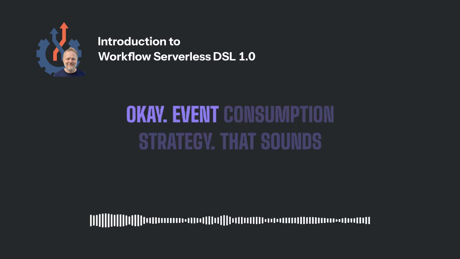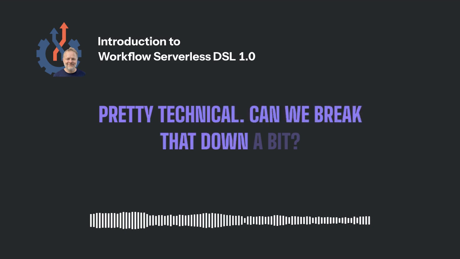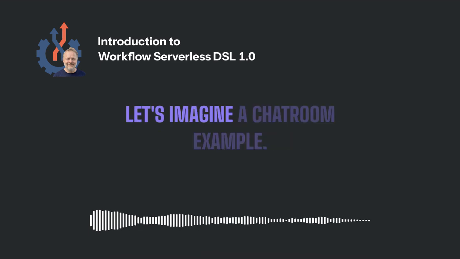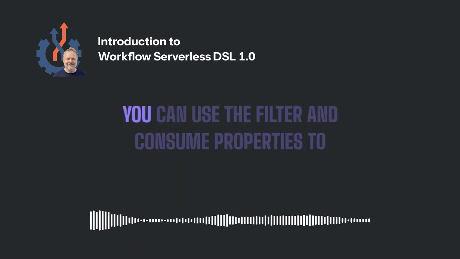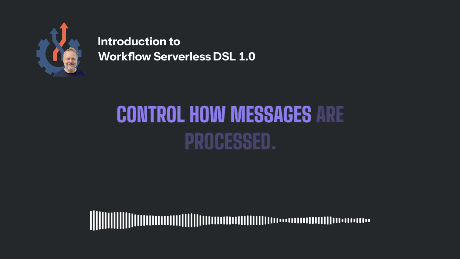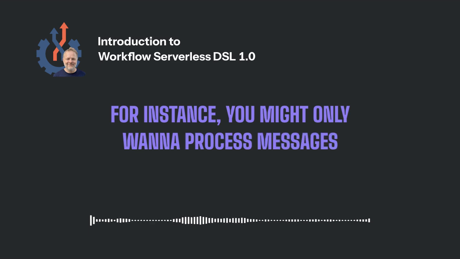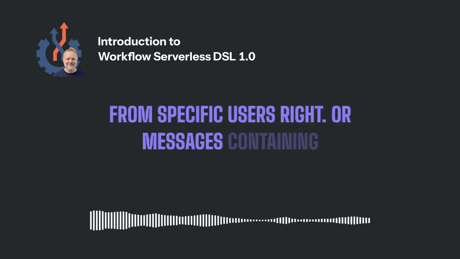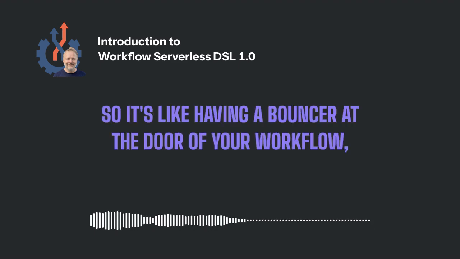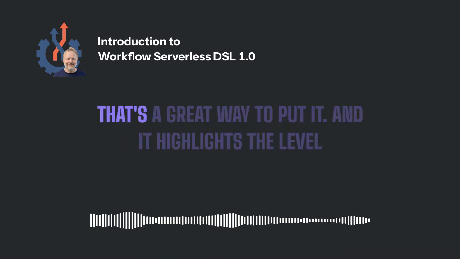Event consumption strategy. That sounds pretty technical. Can we break that down a bit? Sure. What does it actually mean in practical terms? Let's imagine a chat room example. You can use the filter and consume properties to control how messages are processed. For instance, you might only want to process messages from specific users or messages containing certain keywords. So it's like having a bouncer at the door of your workflow, deciding which events are allowed in and which ones get turned away. That's a great way to put it.